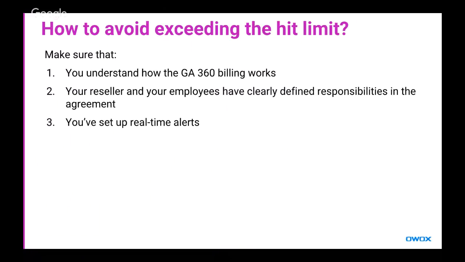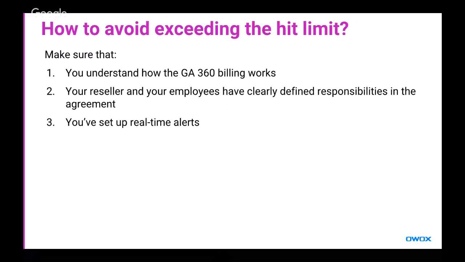Another quite useful thing is to set up real-time alerts. You can use email channel or Slack or any other suitable for you to create real-time alerts for when you have an abnormal number of hits. For example, you can set up an alert if your current number of hits is higher by 10% than the same day in the previous month.